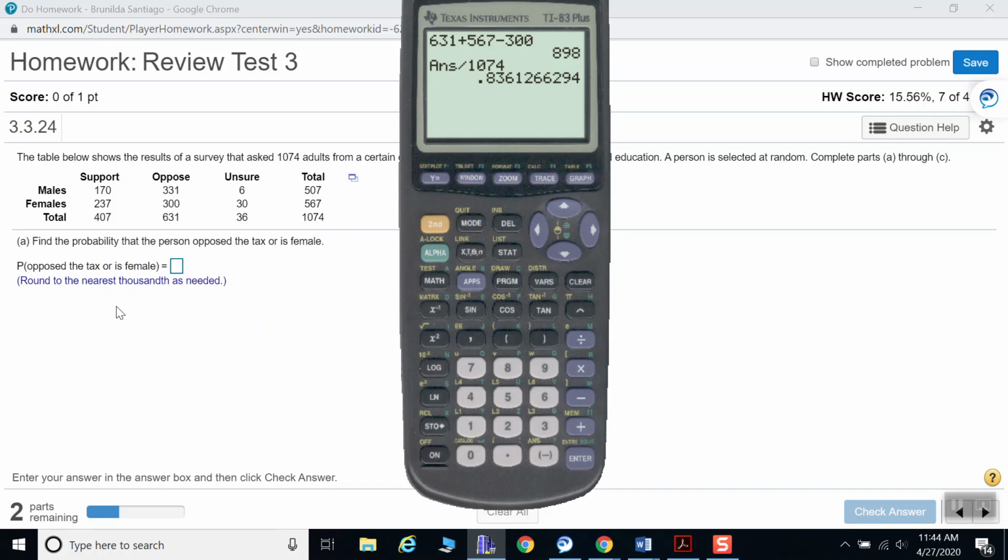And they want you to round to the nearest thousandth. That means 3 decimal places. So 0.836, the 6 is followed by a 1, so it remains 0.836.